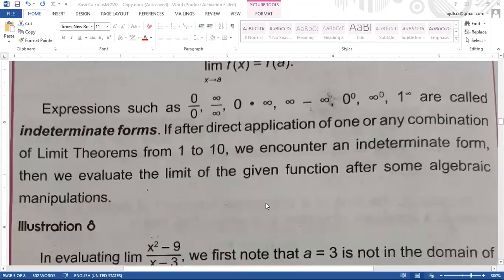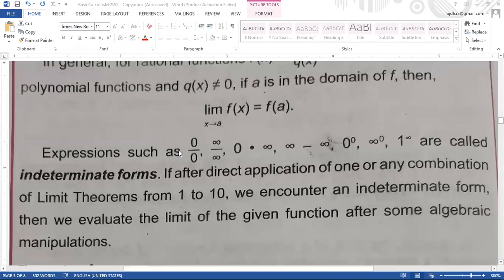Next. So expressions such as 0 over 0, infinity over infinity, 0 times infinity, infinity minus infinity, 0 raised to the power of 0, infinity raised to the power of 0, 1 raised to the power of infinity are called indeterminate forms. So if after direct application of one or any combinations of limit theorems from 1 to 10, we encounter an indeterminate form, then we evaluate the limit of a given function after some algebraic manipulation.